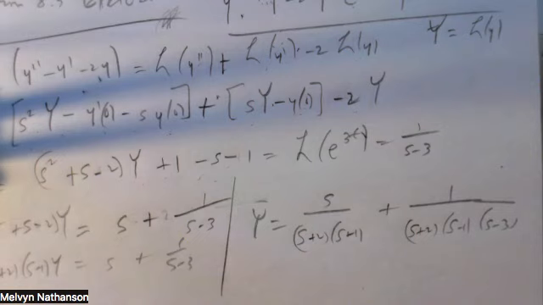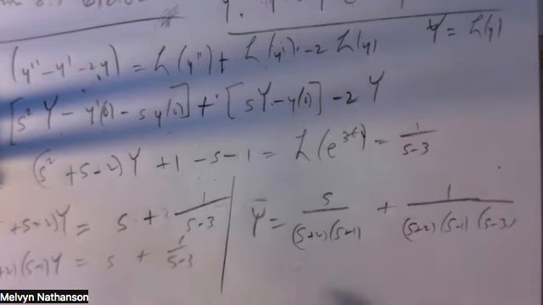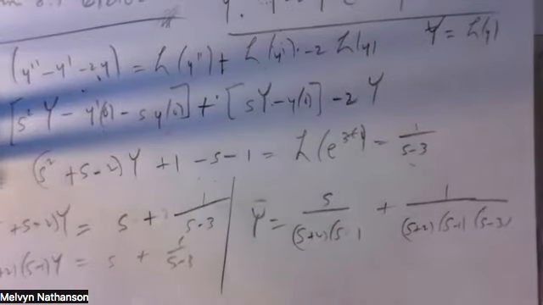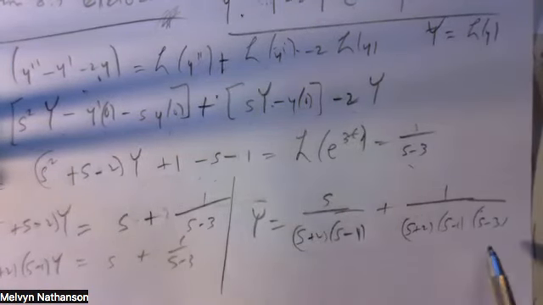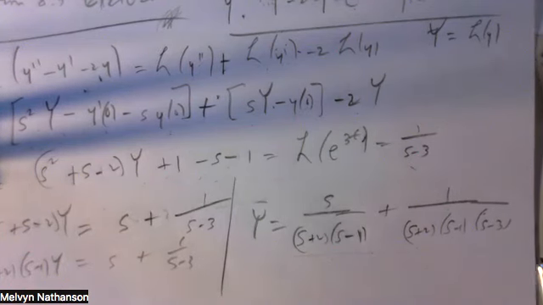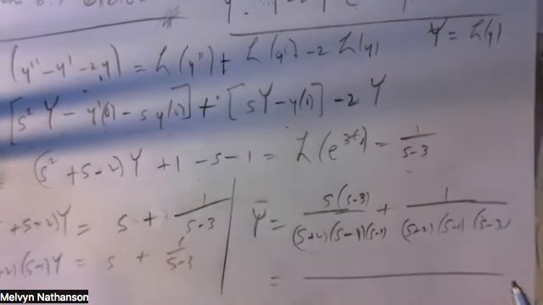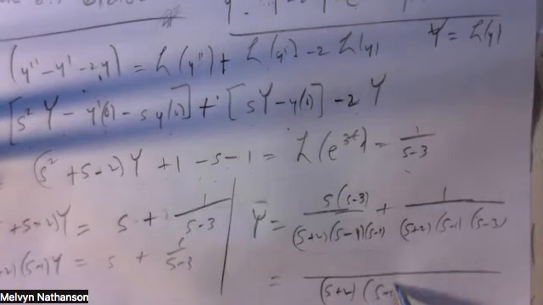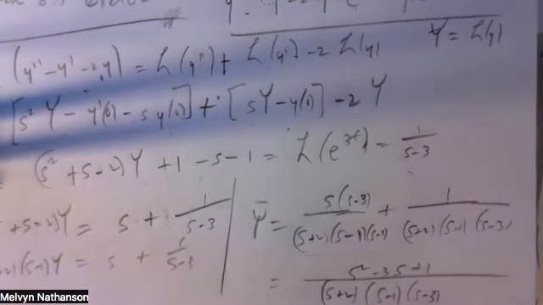So the Laplace transform of Y is equal to this expression. Let me write this correctly: s over (s plus 2)(s minus 1), plus 1 over (s plus 2)(s minus 1)(s minus 3). So what I want to do is expand this in partial fractions. Maybe I'll put this over a common denominator. So this is over (s plus 2)(s minus 1)(s minus 3), and in the numerator, I have s squared minus 3s plus 1. If my arithmetic is correct, that's what this is equal to.